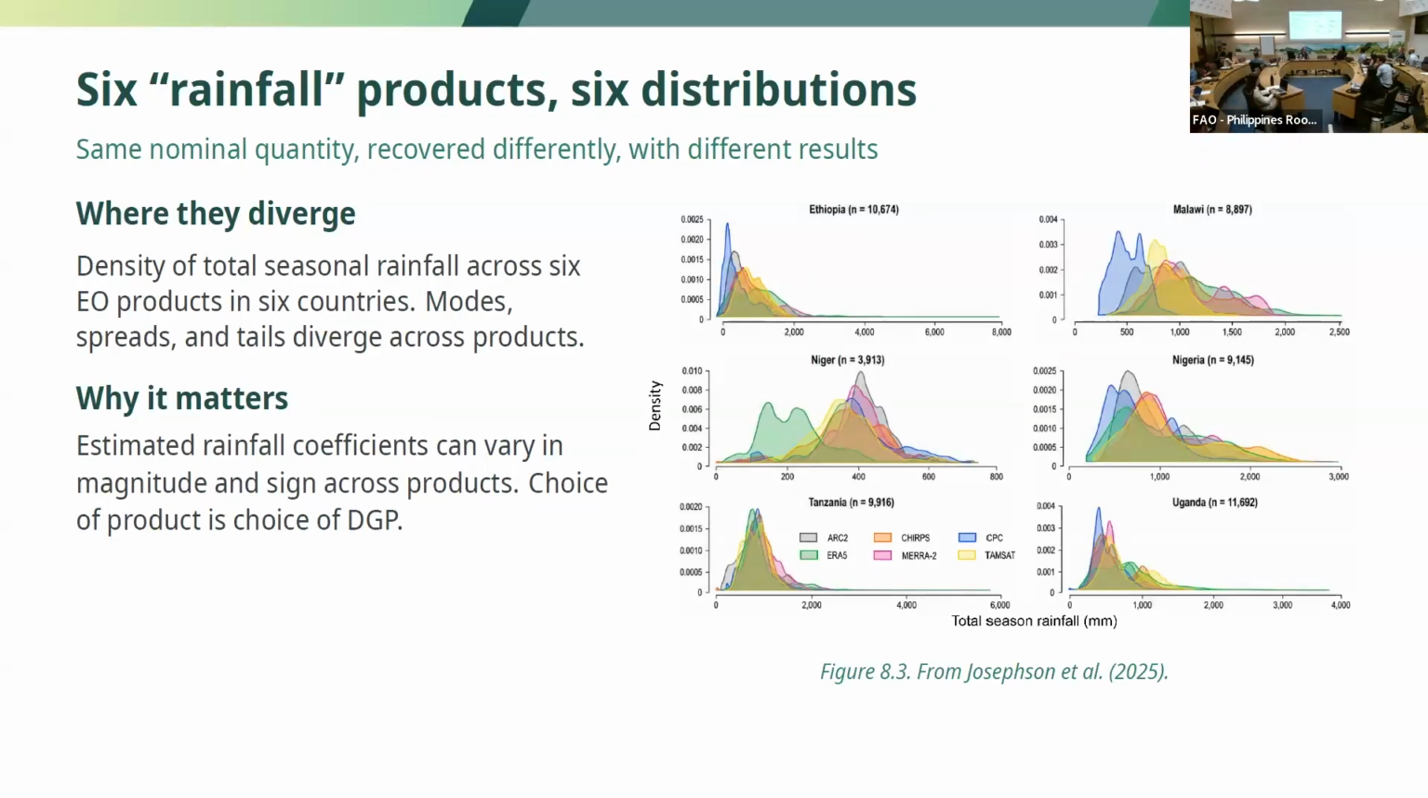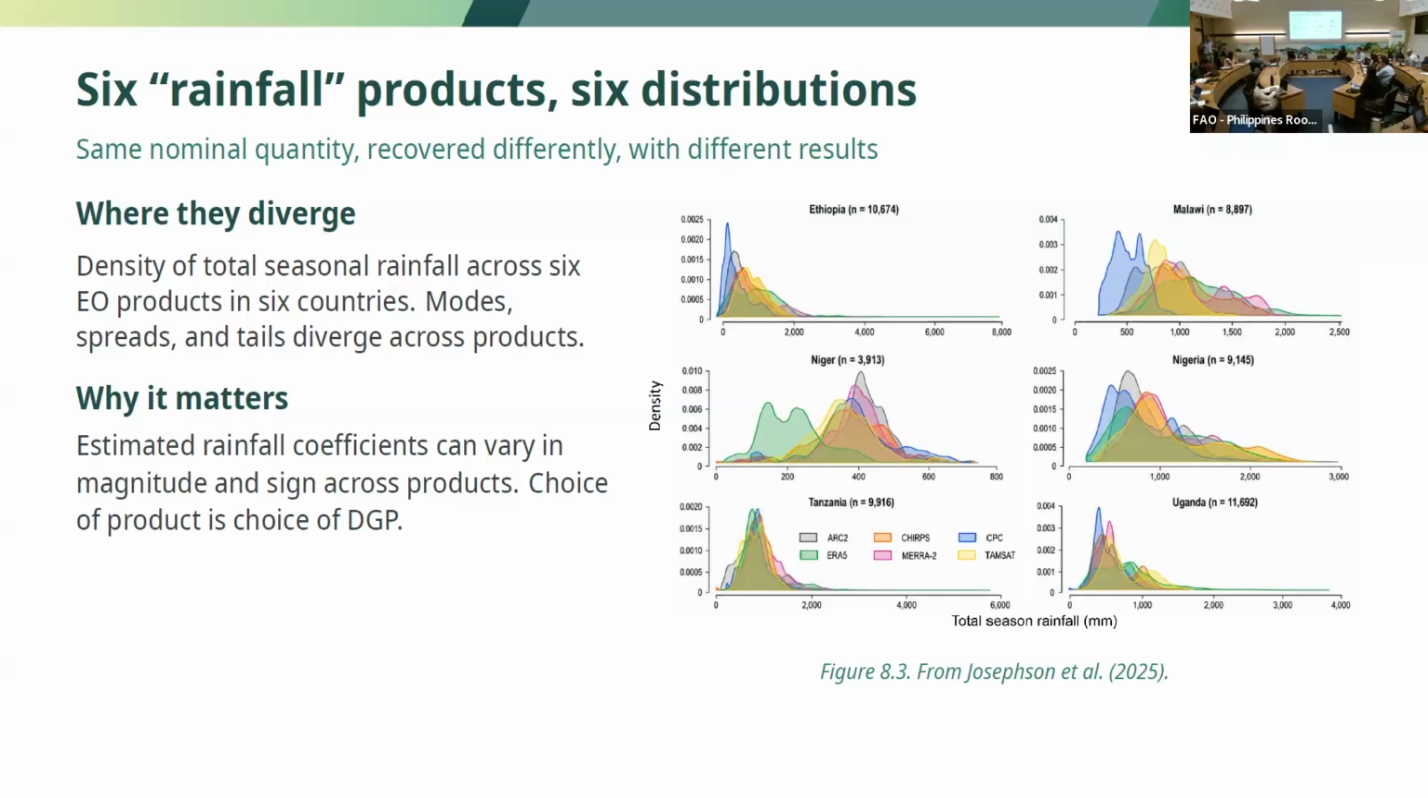Here's another way of looking at the same question and the same issue that I had noted earlier. Here we have 6 rainfall products, but we also have 6 different distributions. So you're looking at Ethiopia, Niger, Tanzania, Malawi, Nigeria, and Uganda. You see the density here of total seasonal rainfall. But you also see that the mode, spreads, and tails diverge across these products. So if you're interested in questions of the impact of weather on conflict, or if you're interested in, say, insurance design, or if you're interested in agricultural productivity as a function of weather, then thinking about these differences can be really critical for what you find.